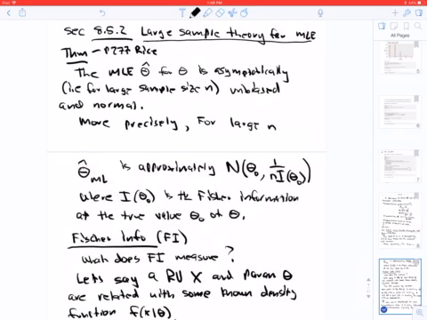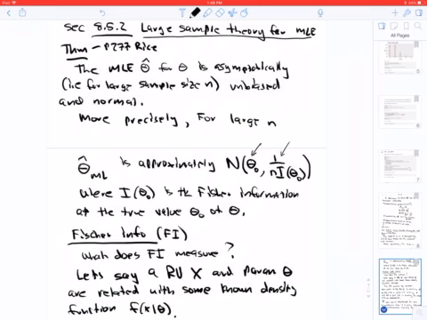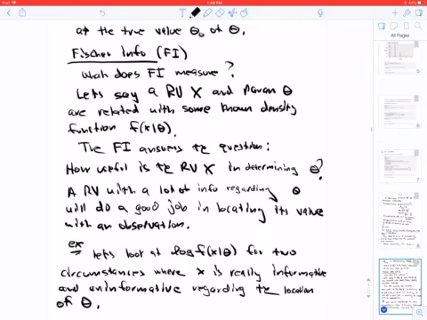So the big theorem here is that the MLE is asymptotically unbiased and normal. So for a large sample size, your estimator is approximately normal, with its expectation just the true value of theta, and the variance is something involving Fisher information that we need to discuss.